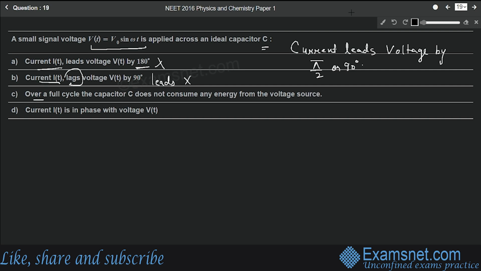Third one is, over a full cycle the capacitor C does not consume any energy from the voltage source. Yes, it will not consume any energy from the voltage source because the capacitor itself gets charged and uncharged. Okay, and the last one is, current is in phase with voltage. This is also incorrect. It is not in phase, it leads the voltage. Okay, so you can also do it by elimination technique. A, B and D are absolutely incorrect, so only option C can be the correct answer.